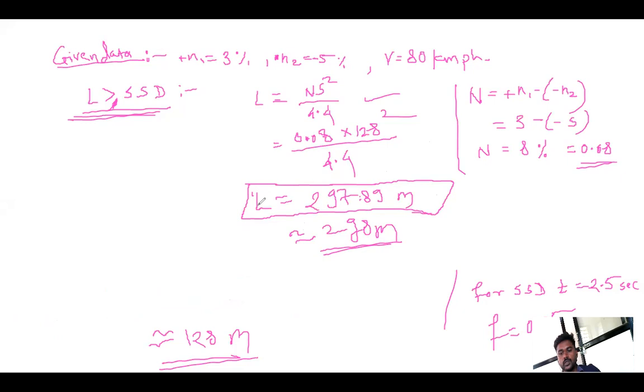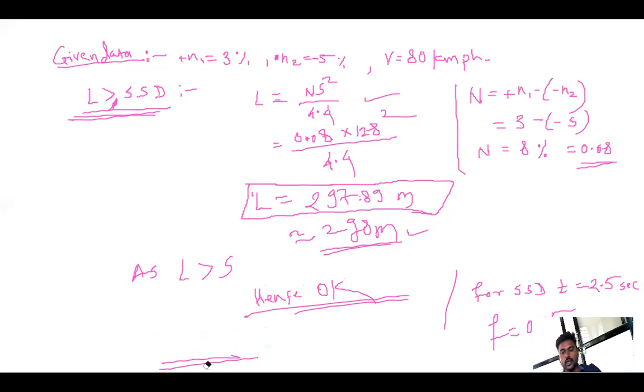What we have assumed here, length of curve L is greater than S, the length of curve is greater than the SSD. Now see here, what is the length of the curve? 298, and what is the SSD? 128. Hence it is okay. Very good. All of you have answered correct.